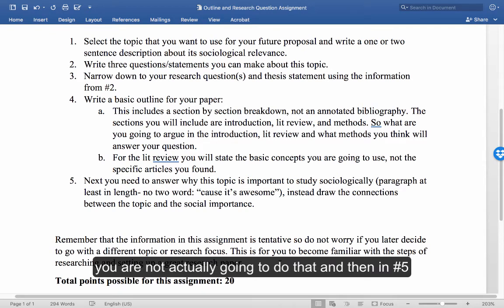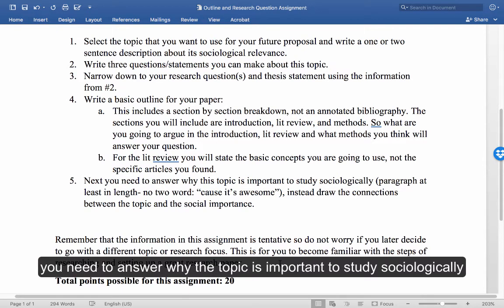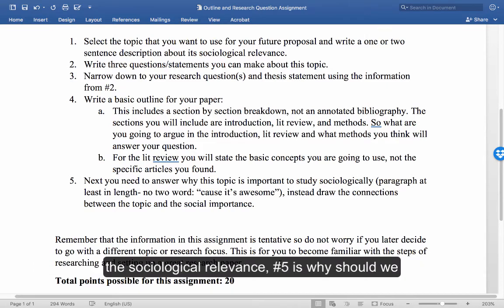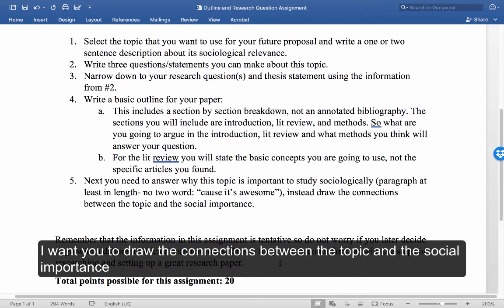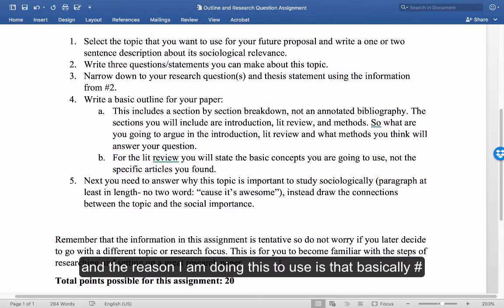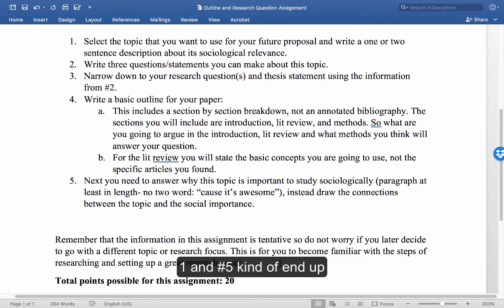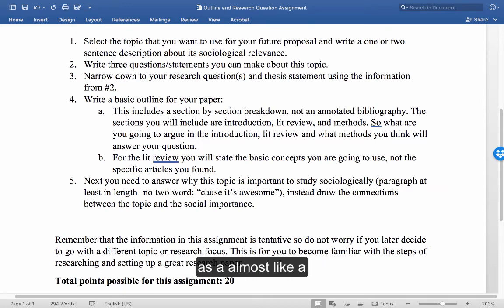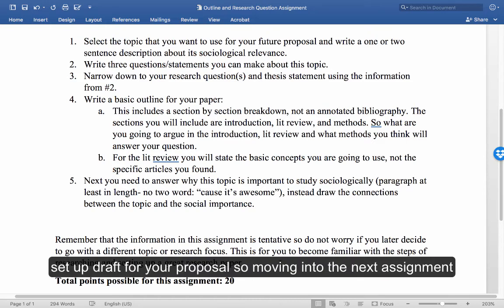And then in number 5, you just need to answer why the topic is important to study sociologically. So you might think that that's similar to number 1. Number 1 is, what is the sociological relevance? Number 5 is, why should we study it? And this should be about a paragraph, right? I want you to draw the connections between the topic and the social importance. And the reason I'm doing this is because number 1 and number 5 end up being your introduction and your conclusion, almost like a setup draft for your proposal.